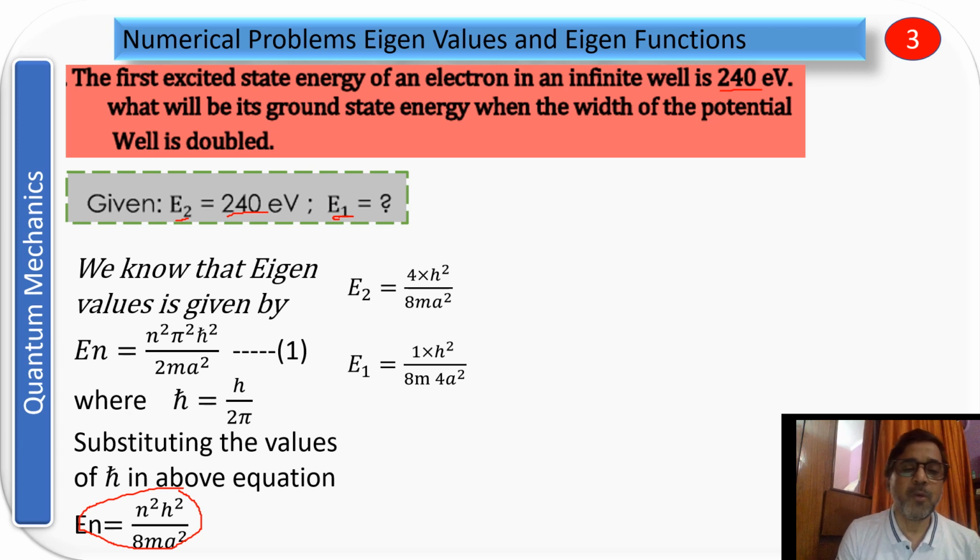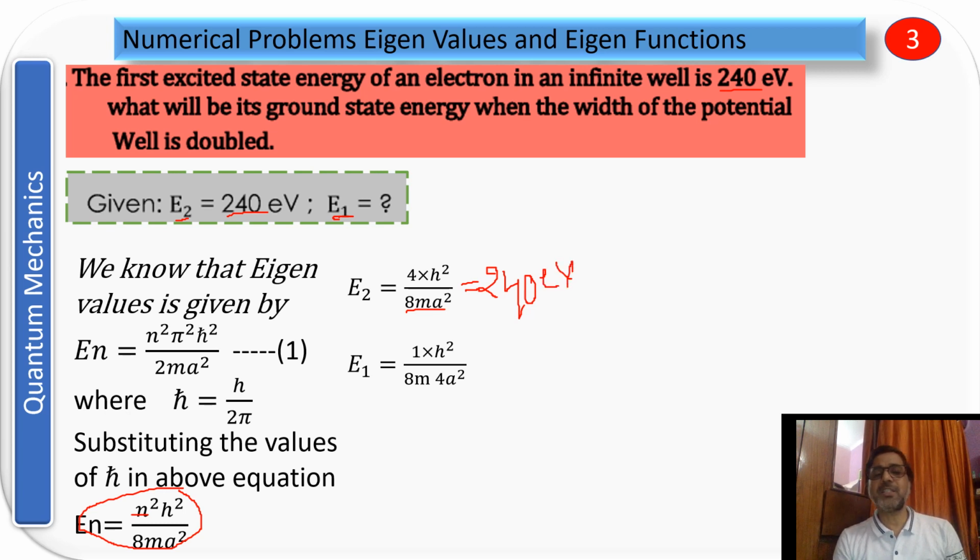Now what will be the energy E2, that is the first excited state? In the first excited state, n is equal to 2, and if I substitute n equal to 2, it will become 4 h square upon 8ma square. I have not substituted any other value. And this value is given equal to 240 electron volt. So this value is equal to 240 electron volt.